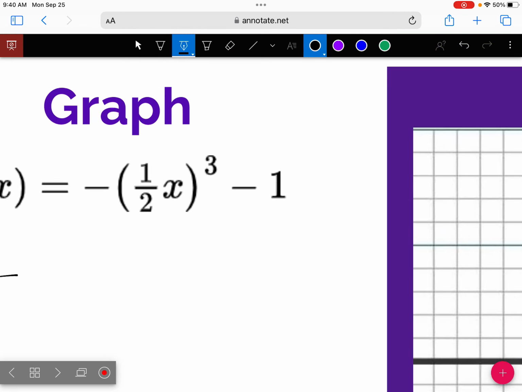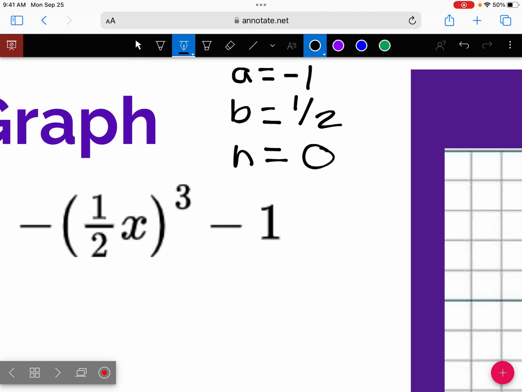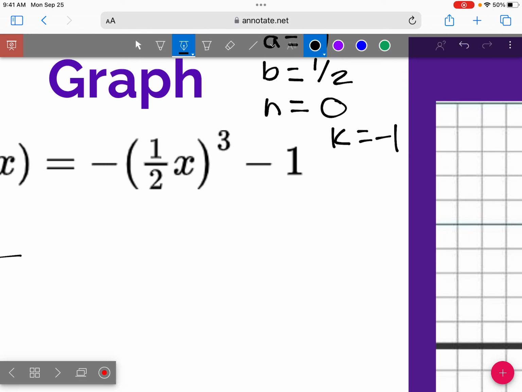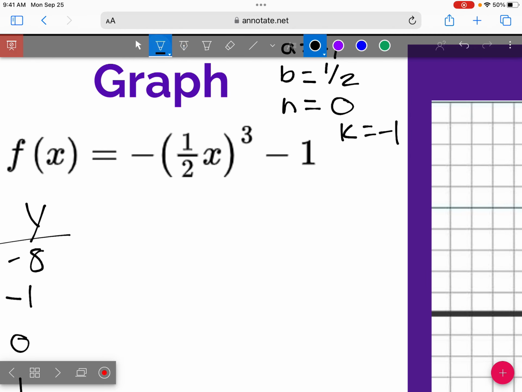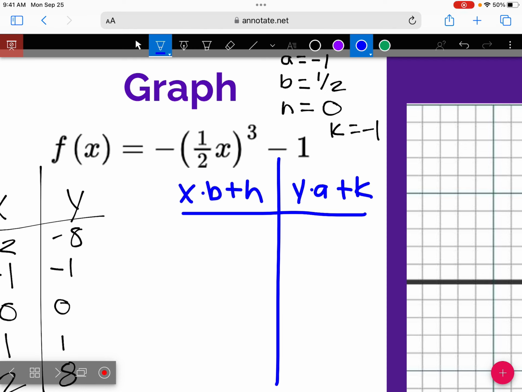Okay. So what's our A value this time? What's our B? What's our H? There's no H. And what's our K? -1. Okay. Same process. Y times A plus K and X times B plus H.